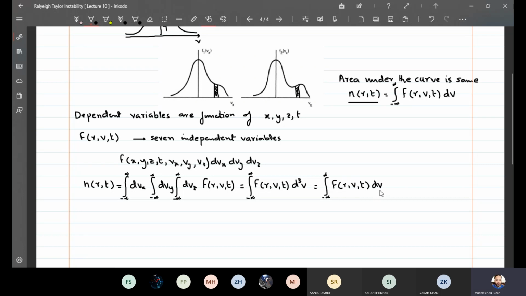dV, where dV is the volume element. So this is how you can integrate this quantity, and you can find the density of the particles.